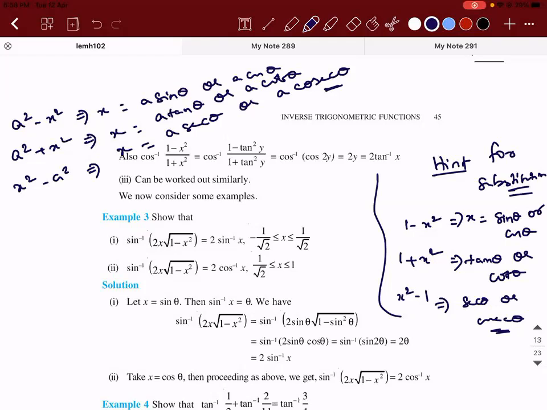If you look at the very first problem in the example, what is the question? Show that sin inverse of 2x into root of 1 minus x square is equal to 2 sin inverse x. What are they asking?